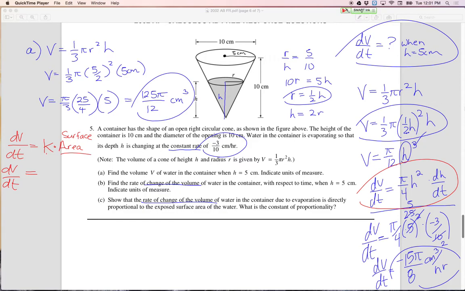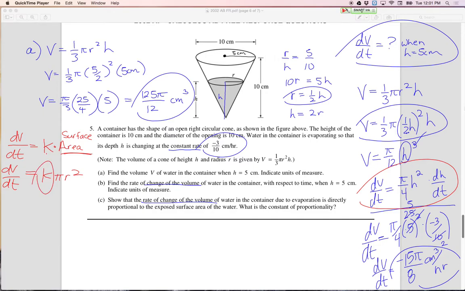Now I think it's really important to understand what the surface area is. What's the exposed water? The top. What is that? So what's the area of a circle? So I need to show that the rate of change for volume is k times pi r squared. I need to show this. And then it wants me to find this constant of proportionality.